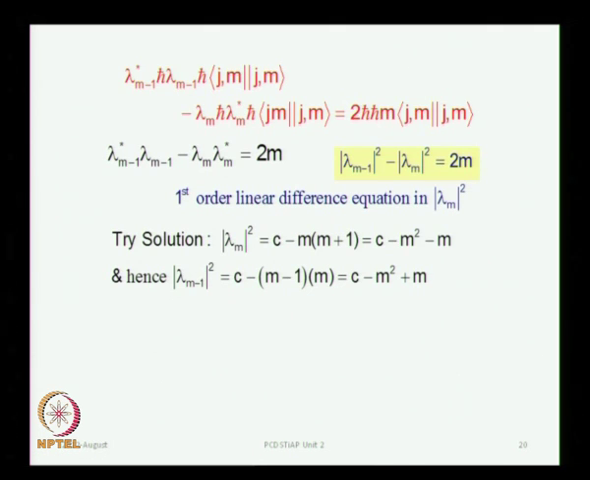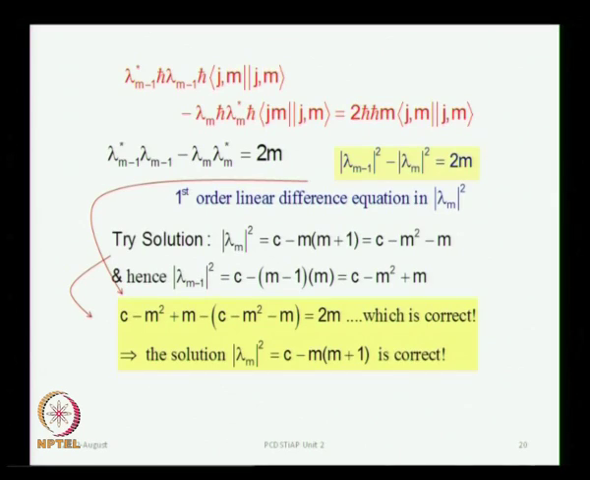And you can convince yourself that this is the correct solution because you can plug in this right hand side over here and this right hand side over here and ask yourself if the difference turns out to be twice m. It does. So our solution is correct. Okay. So this is our solution to lambda m square.